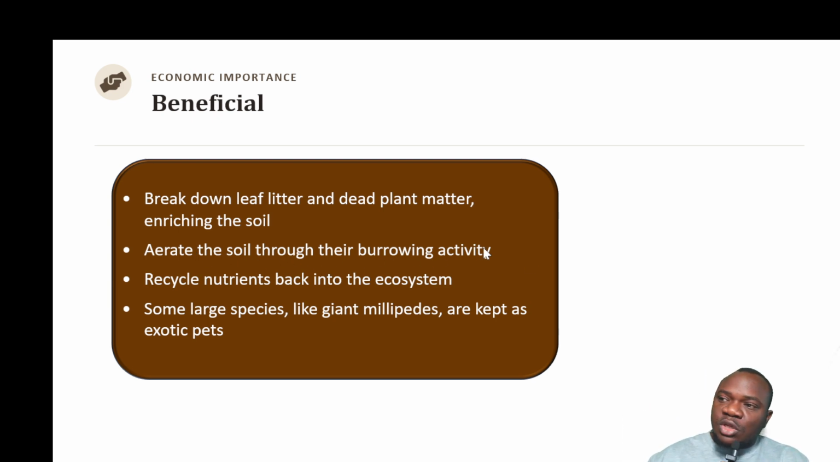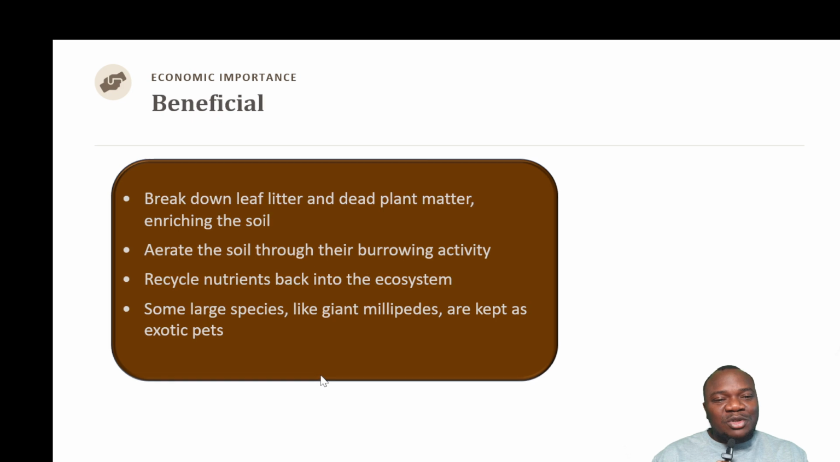When they burrow into the soil, air tends to enter the soil, and there are some organisms found inside the soil that are very useful for plants. They get more oxygen, and are able to perform properly. They recycle nutrients back into the ecosystem, and some large species like the giant millipede are kept as exotic pets. I don't know about this, but hopefully it's possible.